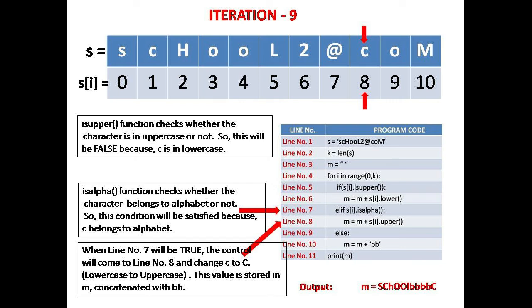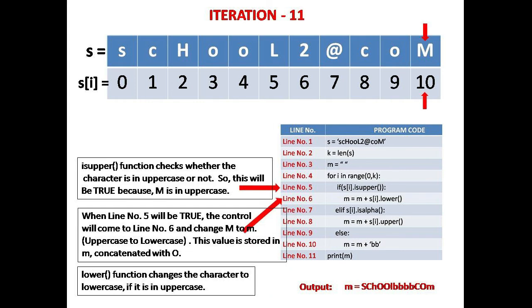In iteration 9 we have the value of i as 8 and the character is a small c, and it will take place in the same way as for s, c and double o, which means c will be capitalized. In iteration 10 the value of i is 9, which is small o, and the same process will be followed, o will be capitalized. So in the final iteration, that is iteration 11, the value of i will be 10, the character is capital M, and in the same way as in s[2], that is capital H, it will be printed in small case.